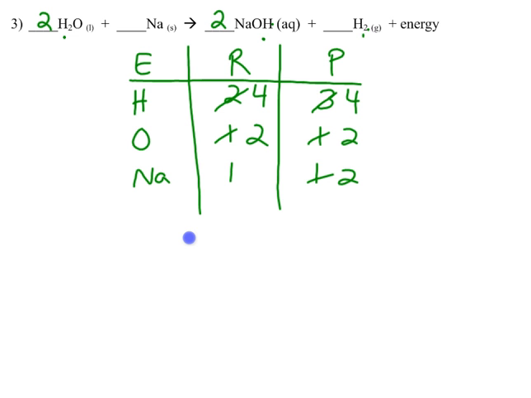The last element that's not balanced is sodium, but this is an easy fix because sodium on the reactant side is all by itself. So putting a 2 in front of the sodium automatically makes this equation balanced. So our coefficients are 2, 2, 2, and I'm going to put a 1 in there next to the hydrogen gas at the end.